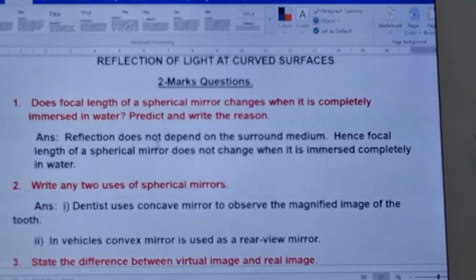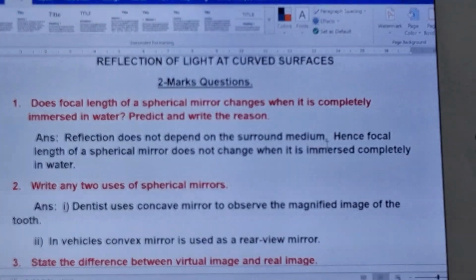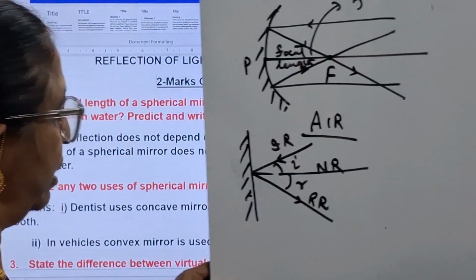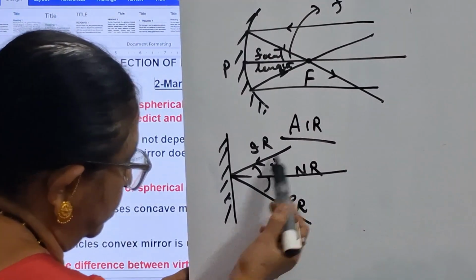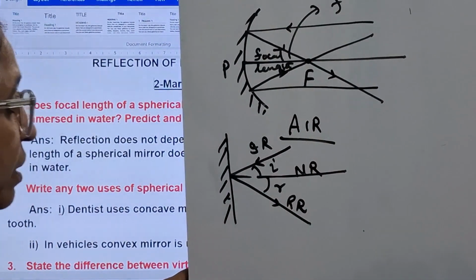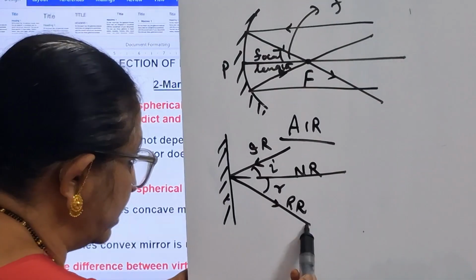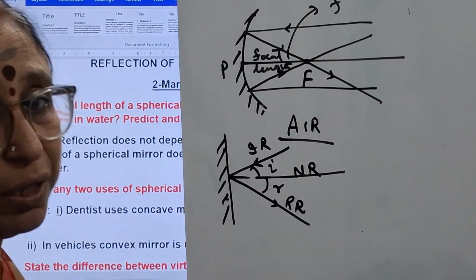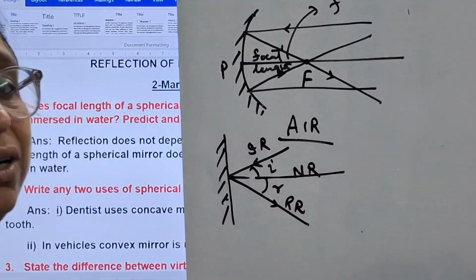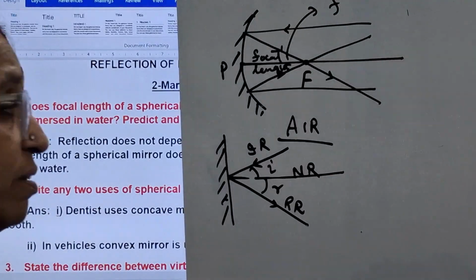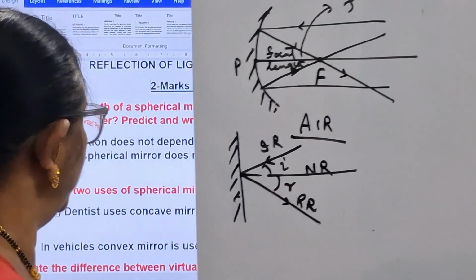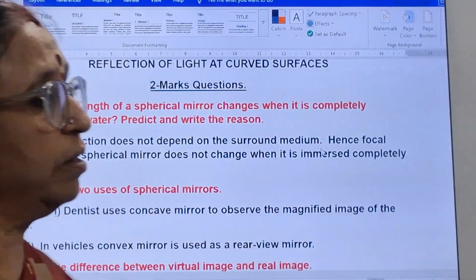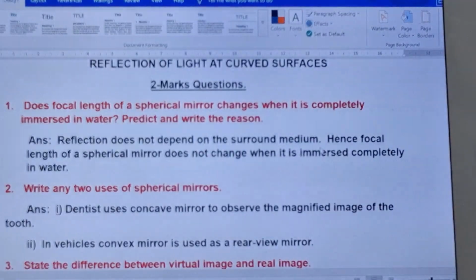Reflection does not depend on the surrounding medium. What is meant by reflection, children? Here you see, this is the mirror. The ray is incident and it comes out from the same surface; this we call reflection. So this reflection does not depend upon the medium. Let it be in water, oil, or any other medium, this part will not change. So reflection does not depend upon the surrounding medium.